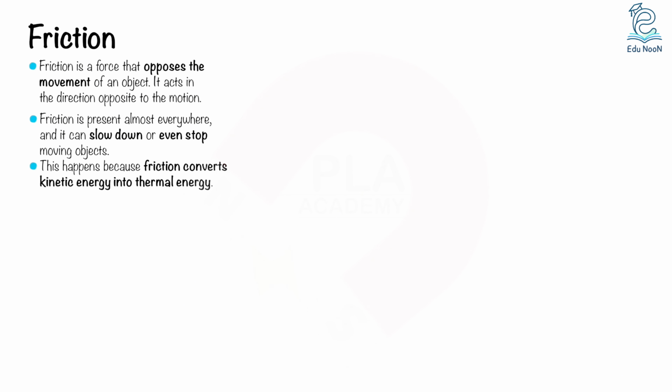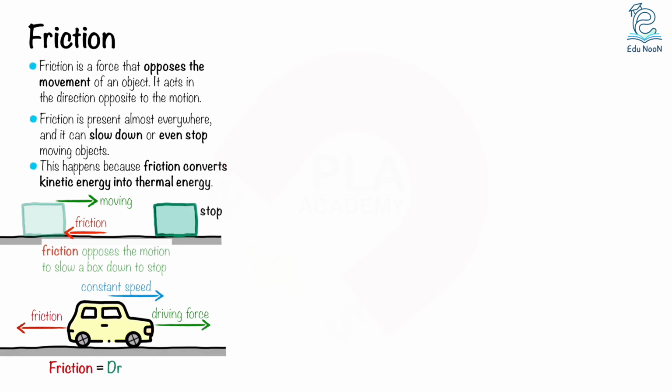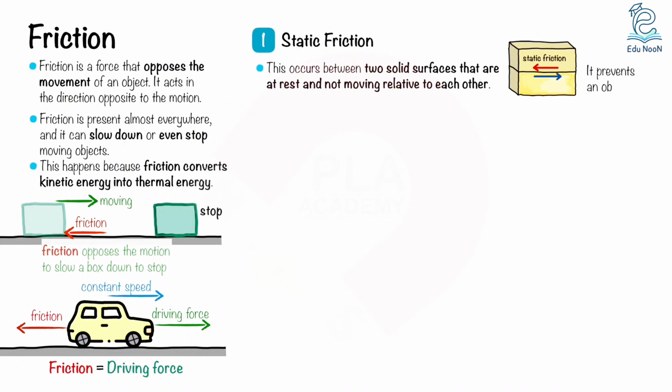This is true on Earth, but in a frictionless environment like outer space, objects can continue moving indefinitely. To maintain a constant speed, an object needs a continuous driving force to overcome friction. There are 3 main types of friction. Static friction occurs between 2 solid surfaces that are at rest and not moving relative to each other. It prevents an object from slipping. Static friction is usually the greatest force you need to overcome to get an object moving.